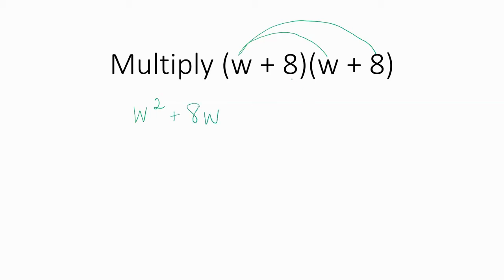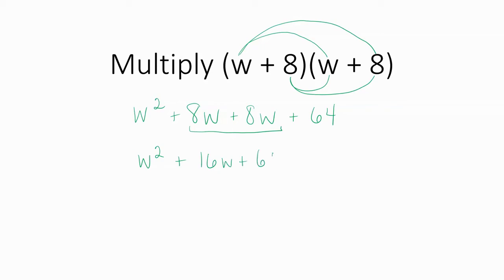Let's do the same thing with the 8 here. We'll distribute it to the w. So 8 times w gives you 8w. And then we'll distribute the 8 to the 8. So 8 times 8 would give us 64. One last step here, and that is I want to go ahead and combine these like terms. 8w plus 8w would be 16w. And this would be my final answer here, the w squared plus 16w plus 64.